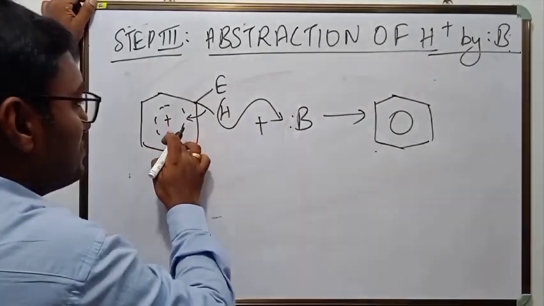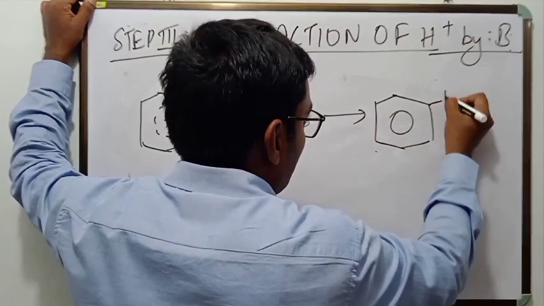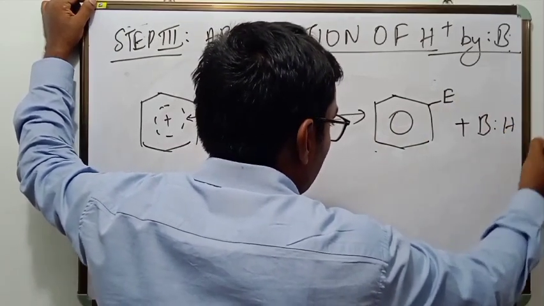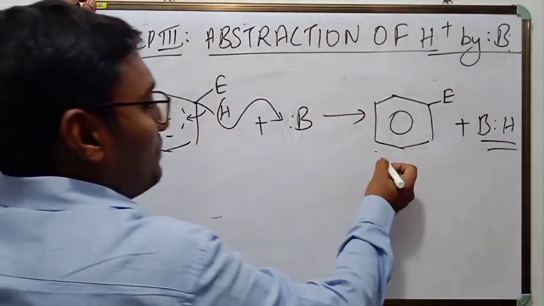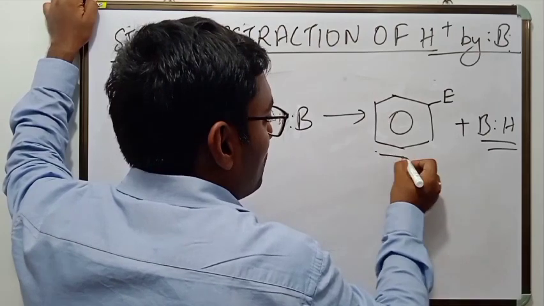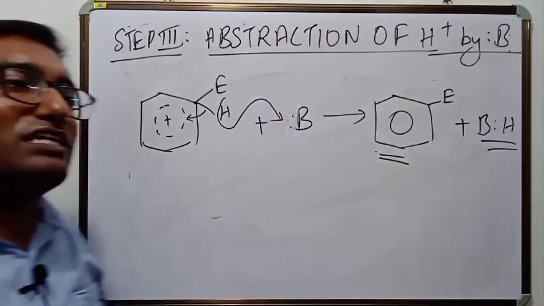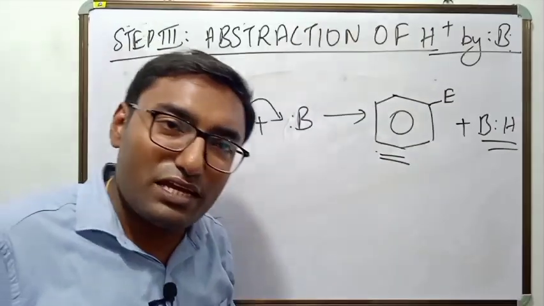When this electron pair comes inside, the 6 pi electrons are restored. E remains here and the base would go with hydrogen. So here we go. We got the electrophilic substituted benzene ring. So these are the 3 steps of the electrophilic aromatic substitution reaction.